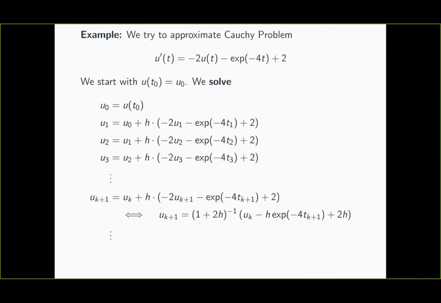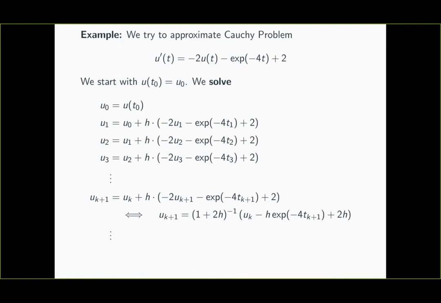Let's do one more example. Let's take a look at the Cauchy problem u prime of t equals minus 2 times u of t minus exponential of minus 4 times t plus 2. The value u0 is already known, and generally, if the value uk is already known, then we set up the equation uk plus 1 equals uk plus h times minus 2 times uk plus 1 minus the exponential of minus 4 times tk plus 1 plus 2, and solve that equation for the unknown uk plus 1.